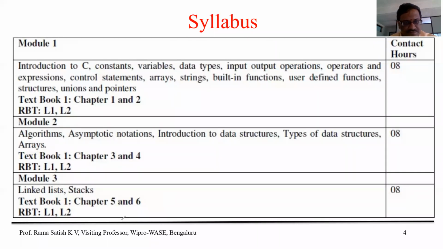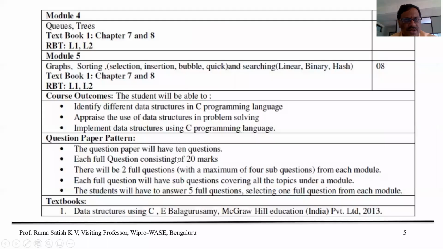Further, module 4 and module 5 talk about the queue data structure and the tree data structure. Again, it is chapter 7 and chapter 8. And the same module 5 talks about various graphs.